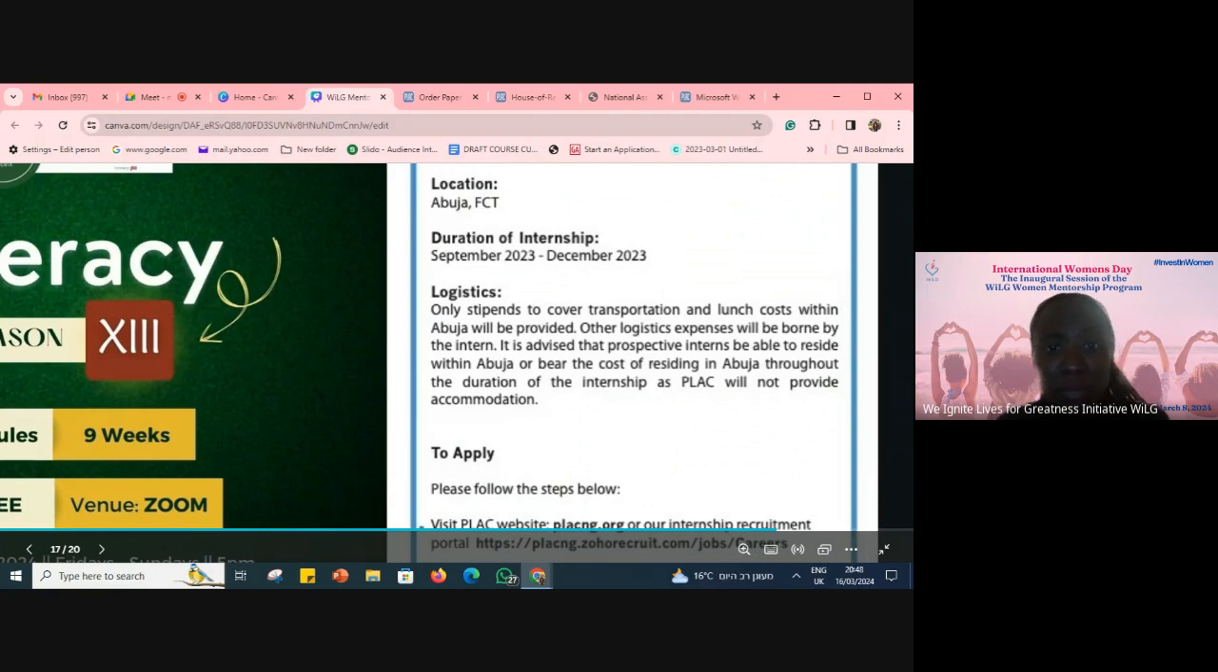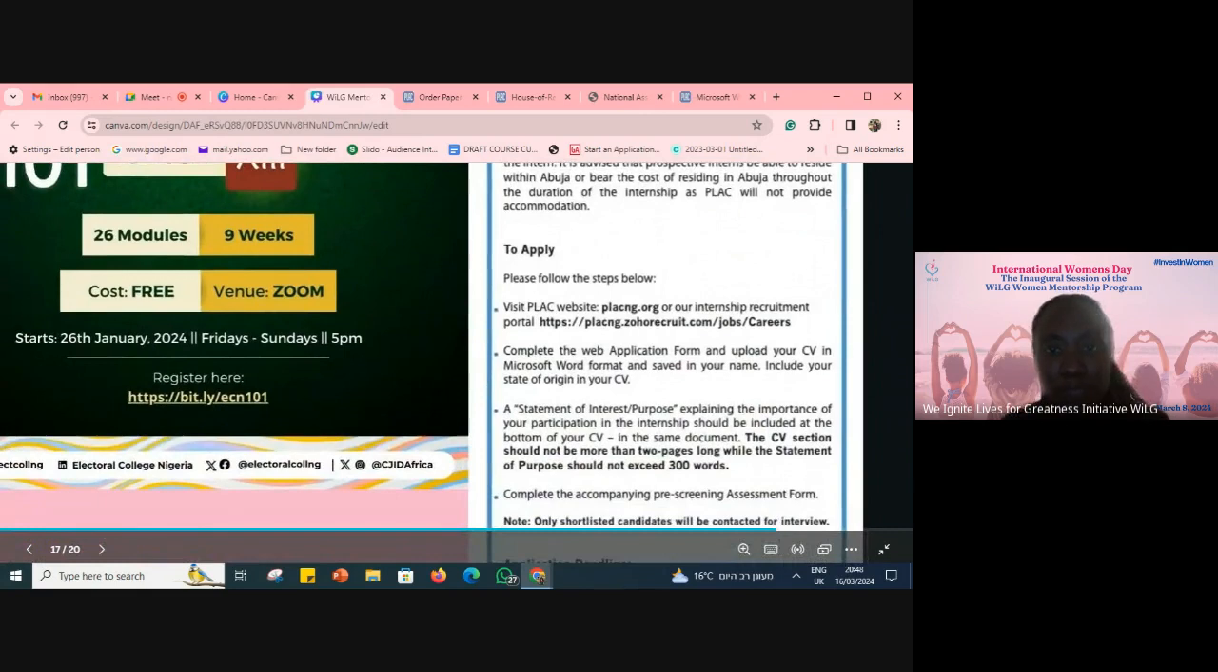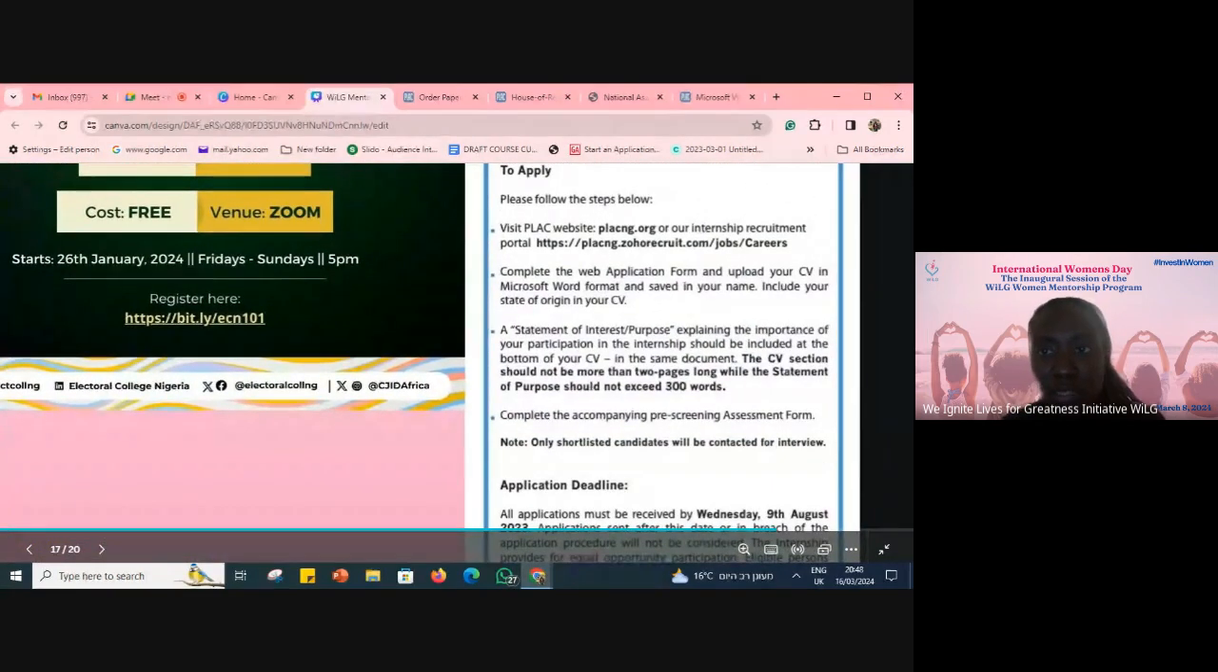They give you a stipend for transportation and lunch, so that helps you with your expenses. But they don't bear your cost if you're residing outside Abuja. So what's the requirement? You visit the PLAC website, you complete the application form. Then you upload your CV. And you have a statement of purpose, right? The importance of your participation in the internship.